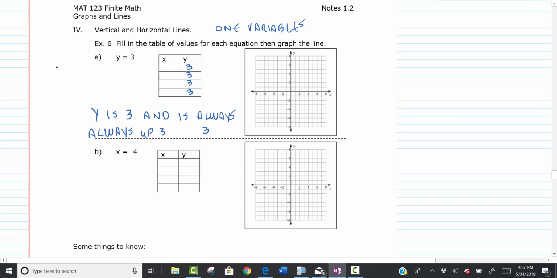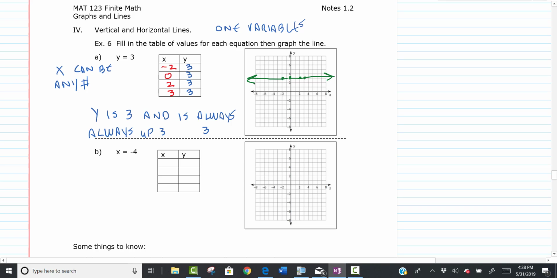Now see, x can be anything. x doesn't matter. x can be any number that you want. So I'm just going to add in a number here, whatever. Let's just say -2, 0, 2, 3. That's your call. Then if I go through and graph these, I would have (-2, 3), (0, 3), (2, 3), (3, 3) like that. And that's what your line looks like. It's a horizontal line that goes through 3 like that.